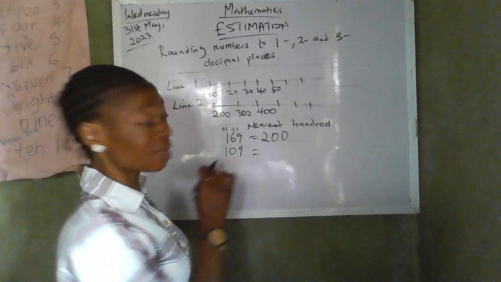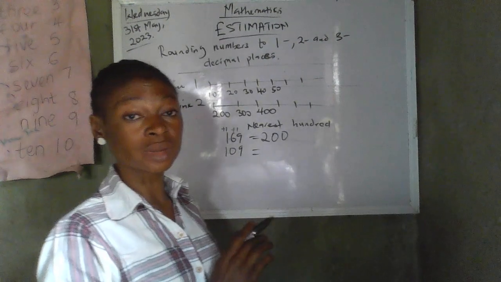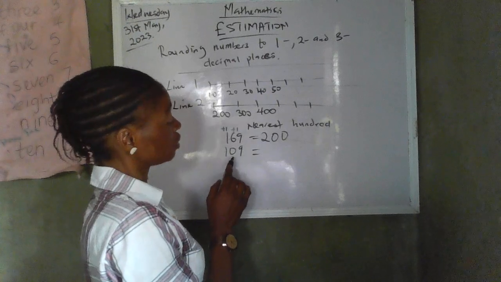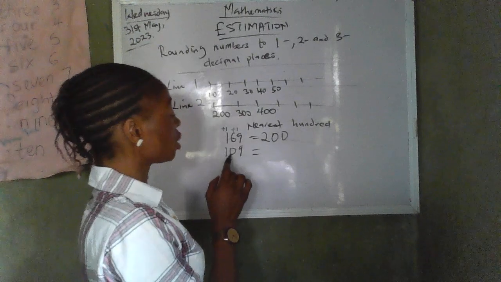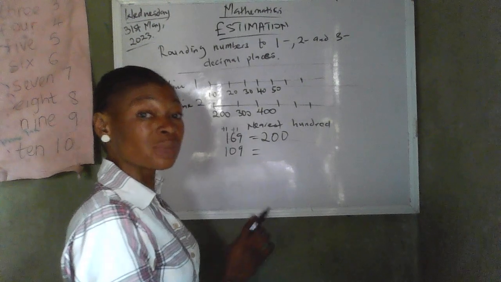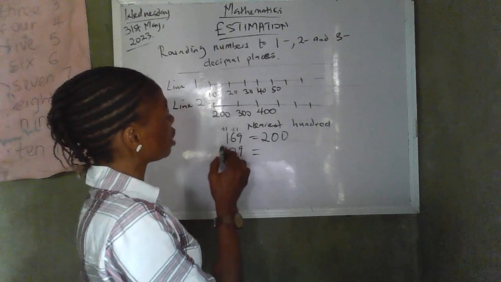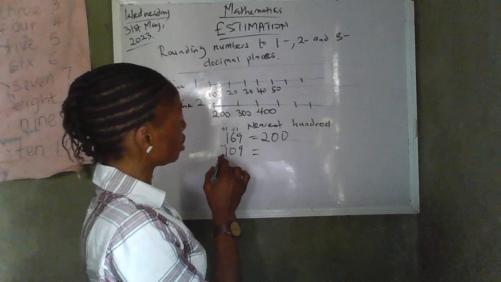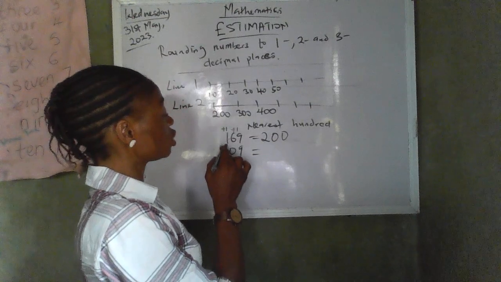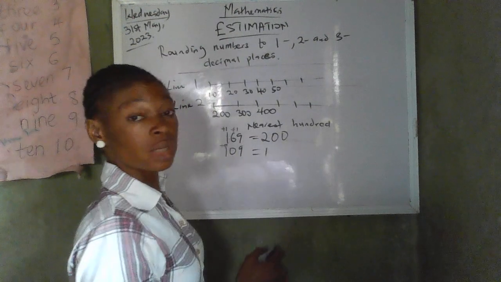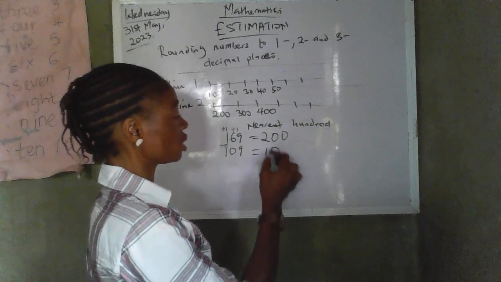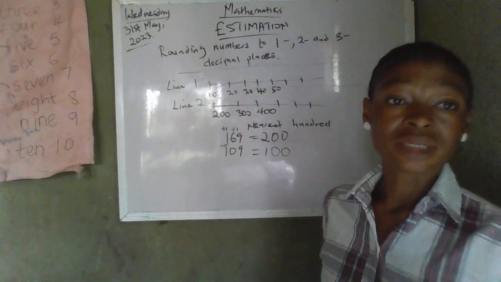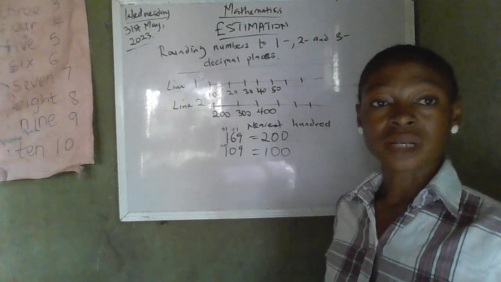Now for 109, estimating also to the nearest 100, the decider here is the digit 0, which holds the place value for tens, and the value remains 0. Now adding 0 to this number, which holds the place value for 100, the number here is 1, so adding 0 to that still remains 1. So 109 to the nearest 100 gives you 100. That's it for your task last lesson.